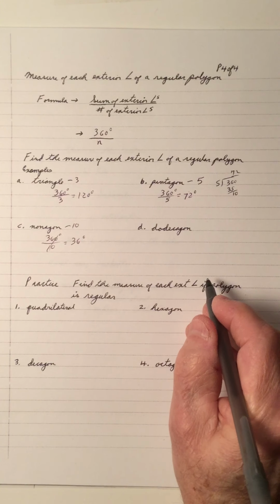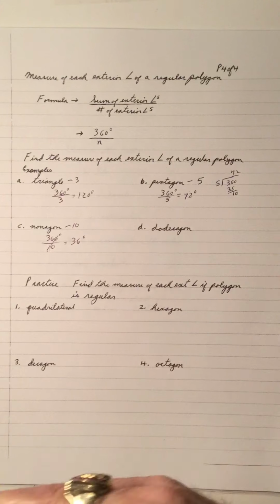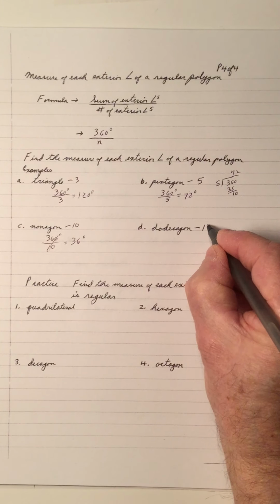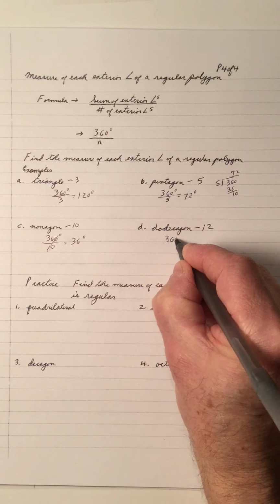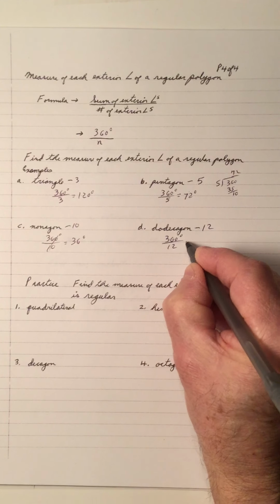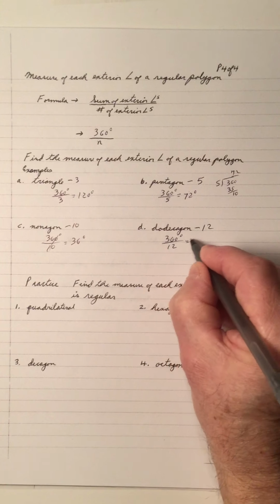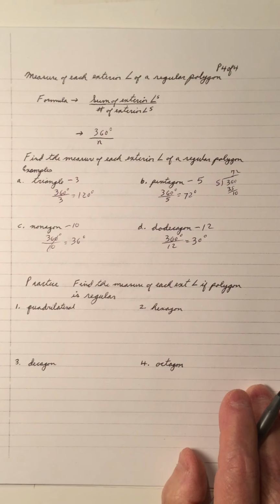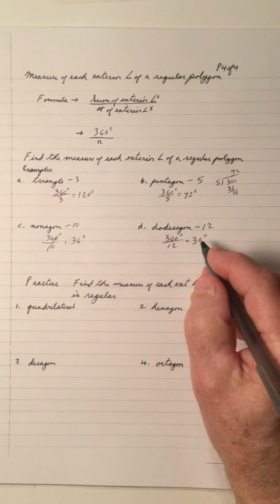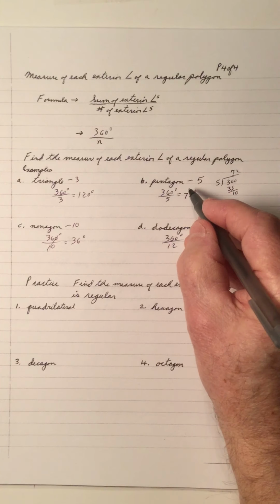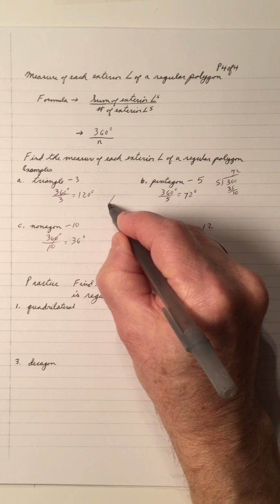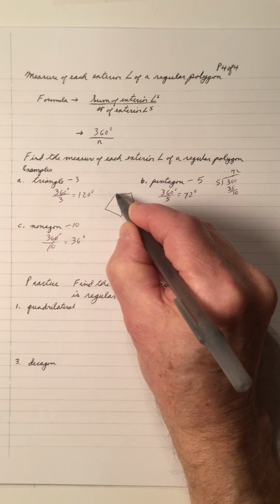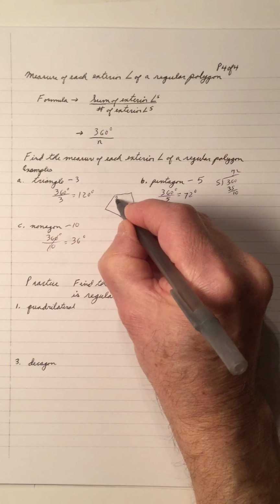Notice the more sides you have, the smaller the exterior angle. And the dodecagon is 12. So the sum of the exterior is 360 divided by 12. 12 into 36 is 3, so a dodecagon has each angle 30. And just to draw the pentagon, go back to the pentagon again. 1, 2, 3, 4, 5. So notice each angle is 72.